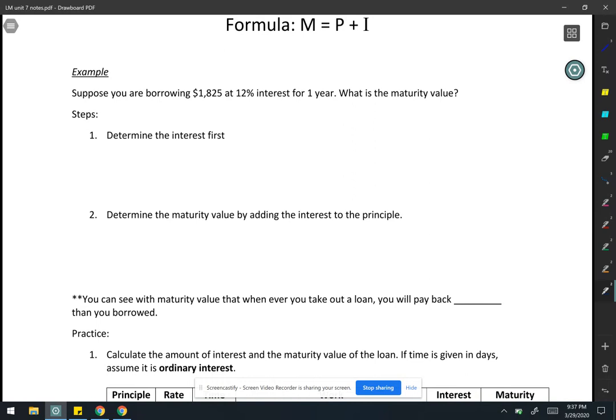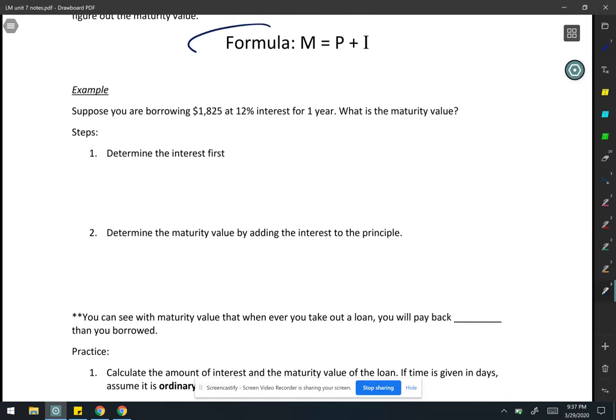All right, so our formula for maturity value is right here. But remember, we have to find what the interest is first. So we can't forget that formula that we learned in the previous videos. So let's take a look at this example. We'll find the interest, and then we'll also find the maturity value. Suppose you are borrowing $1,825 at 12% interest for 1 year. What is the maturity value?